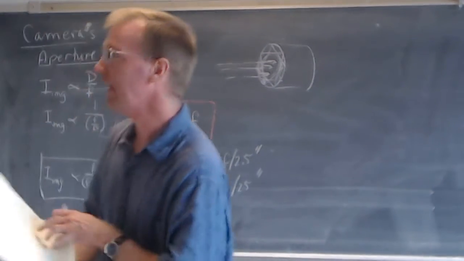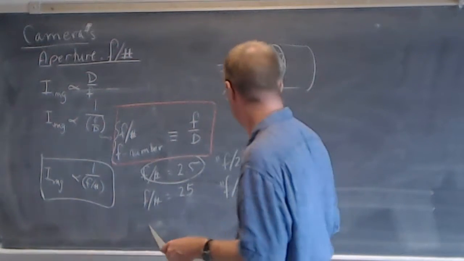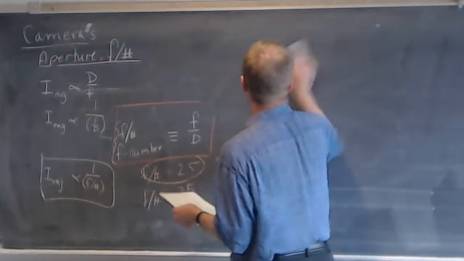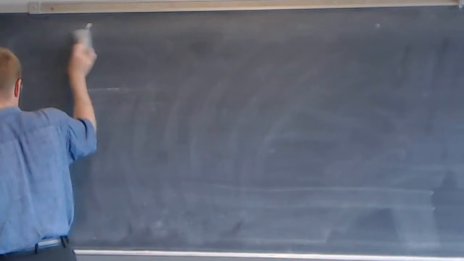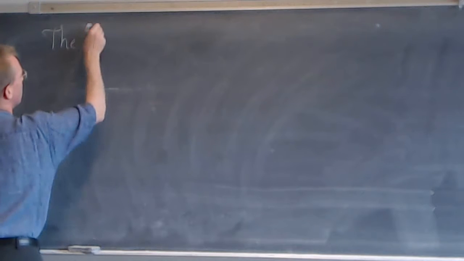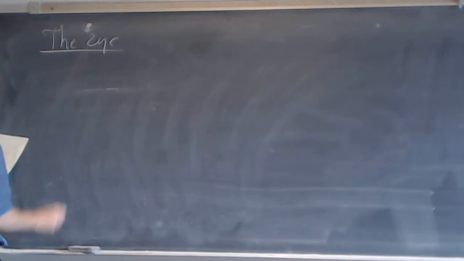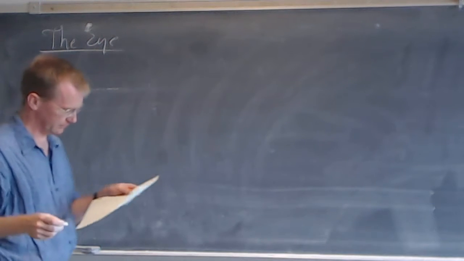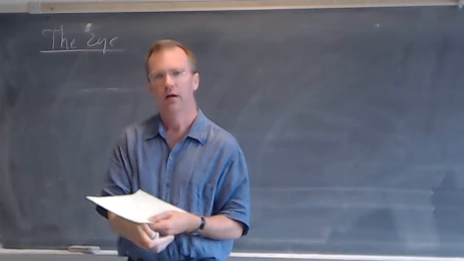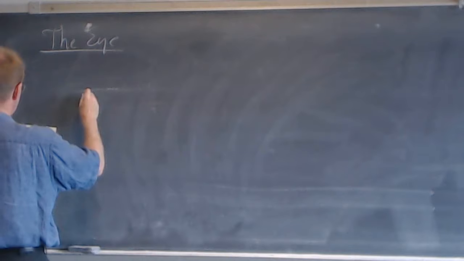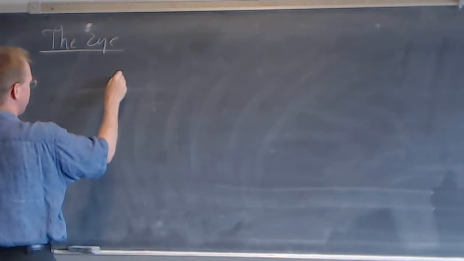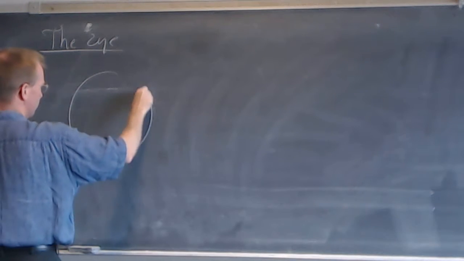Now let's take a look at vision. How does the human eye work? Okay, the eye. In cross-section, the eye looks kind of like this. It's more or less spherical.